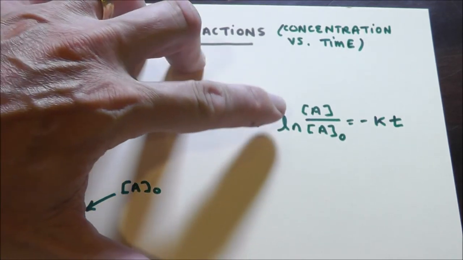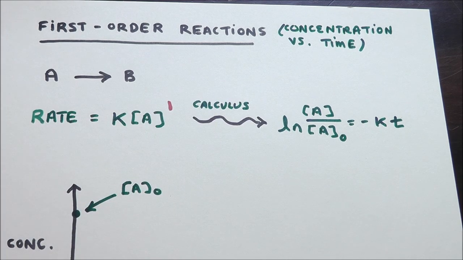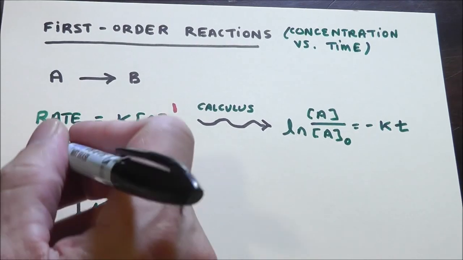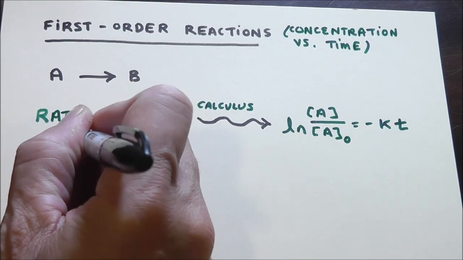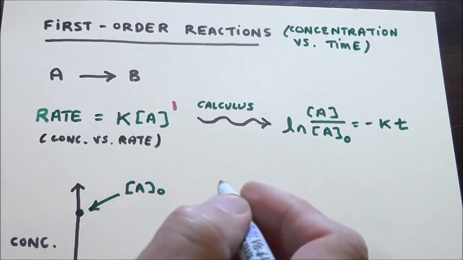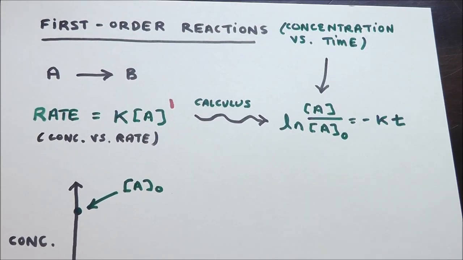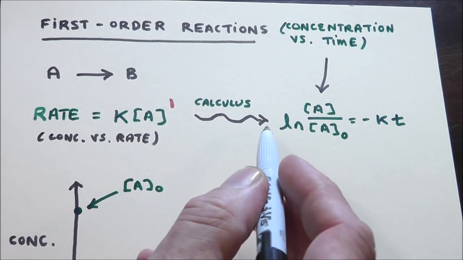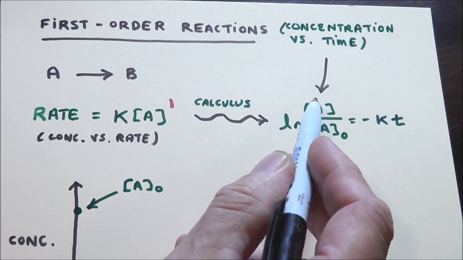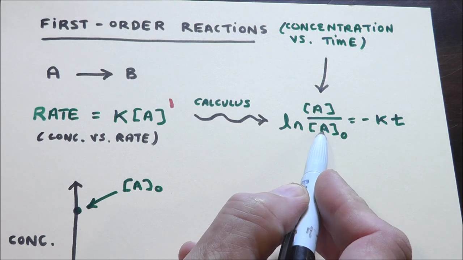And if you do what you call the integral, and that's why they call this an integrated rate law, instead of rate versus concentration, you now have a function of concentration versus time. And now the nifty thing is, if you keep track of the units here, this is a natural logarithm. This is the concentration at any particular time. This is the concentration at time 0.